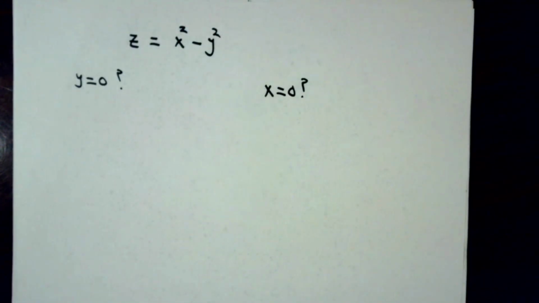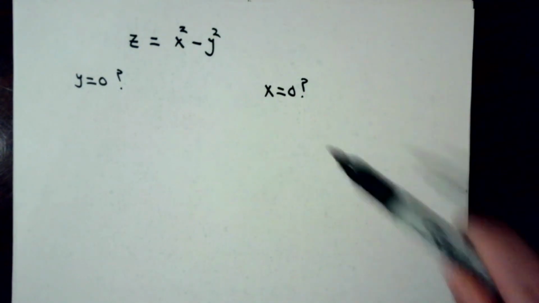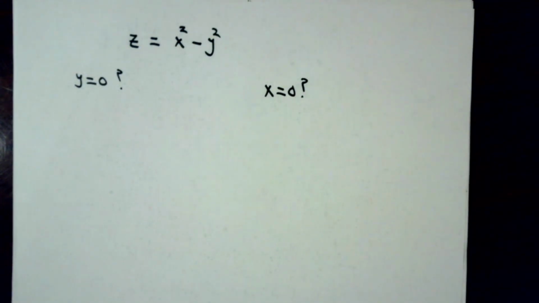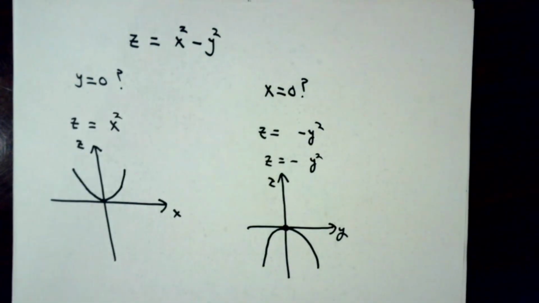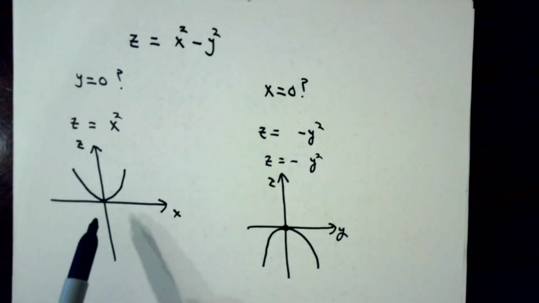Next, I'll look at what this looks like if I intersect it with the plane where y is 0. That would be the xz plane. And also, what happens if x is 0? That would be the part of the surface that's in the yz plane. If y is 0, then z equals x squared. This is an upward opening parabola.